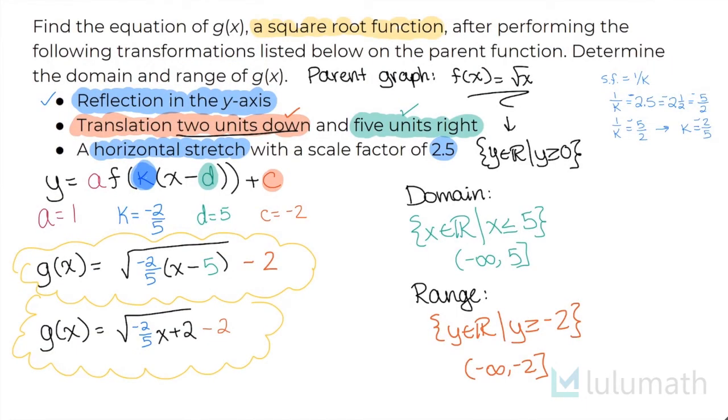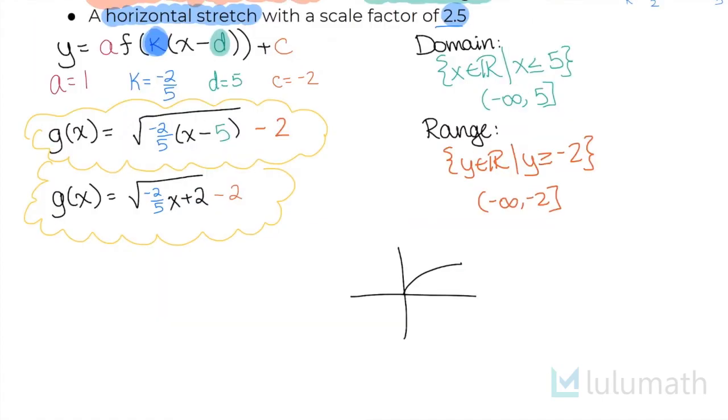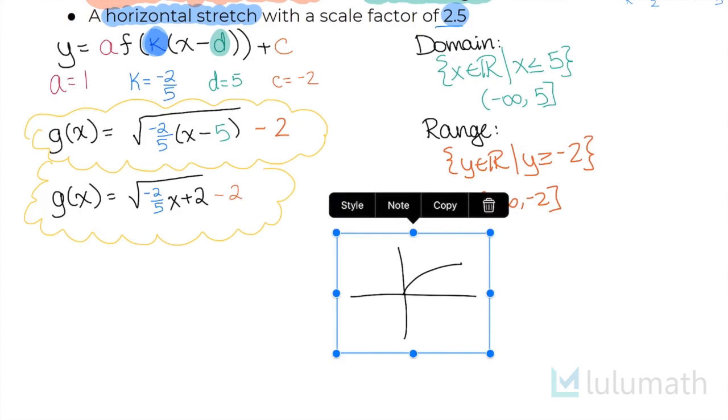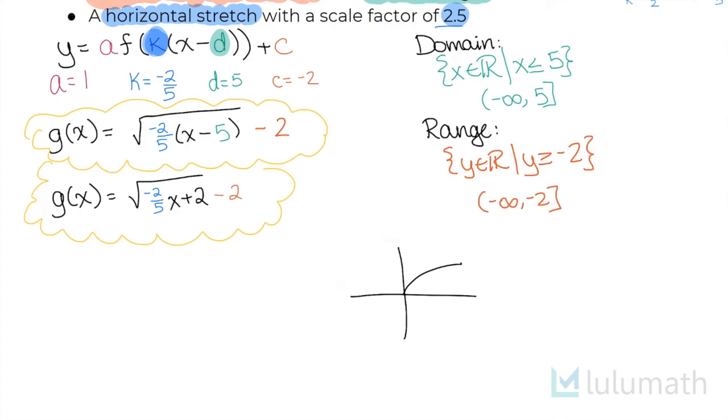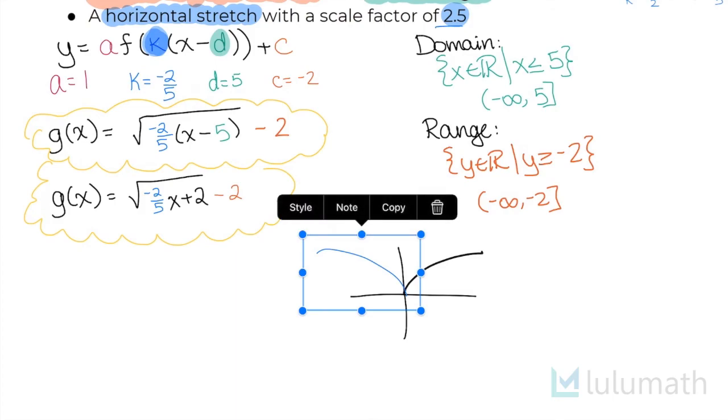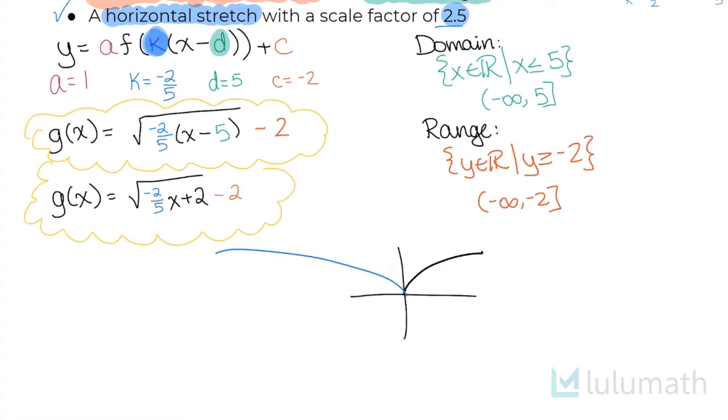But I just want to give you a visual on why this domain and range is accurate. So if you remember, our parent graph f of x equals the square root of x looks as follows. But we have a reflection in the y-axis, so that means our graph will flip horizontally. So this blue graph is what our graph will look like, but it's also going to have a horizontal stretch with a scale factor of 2.5, so our graph will stretch out horizontally as follows. We also know that our graph is going to translate 2 units down and 5 units to the right.